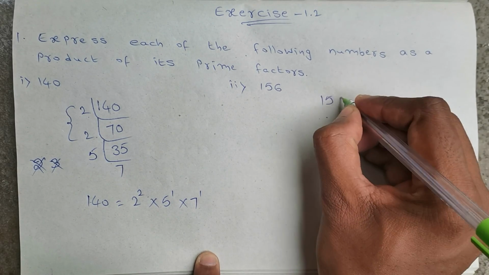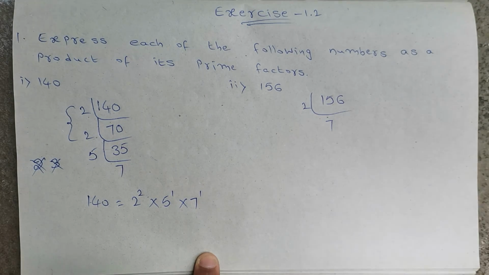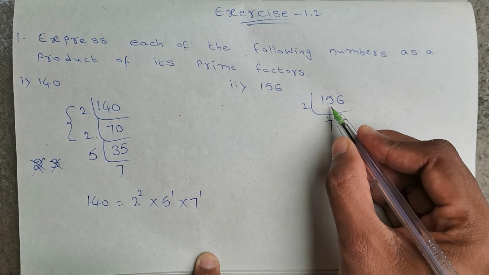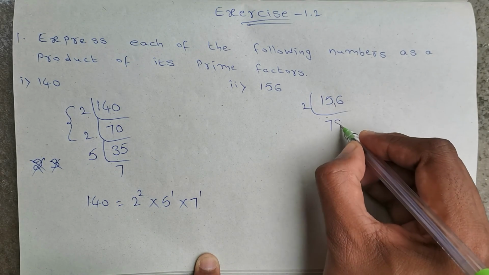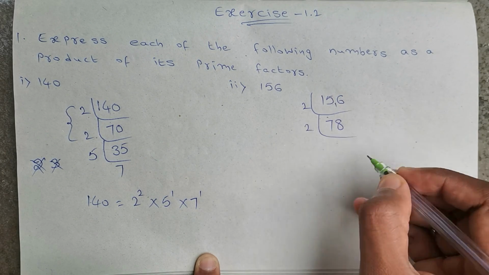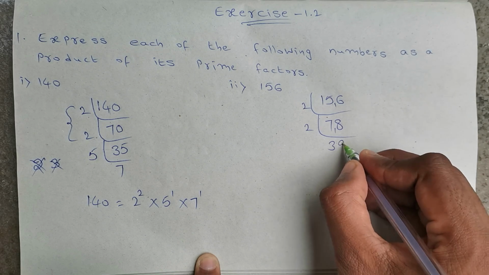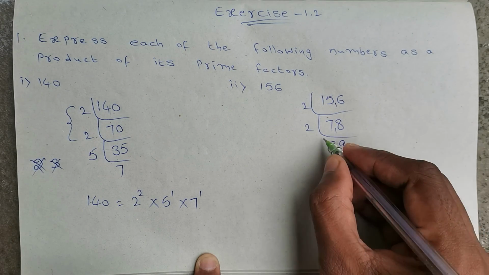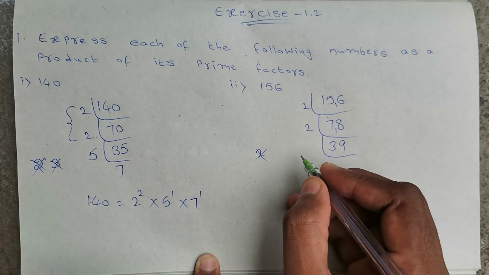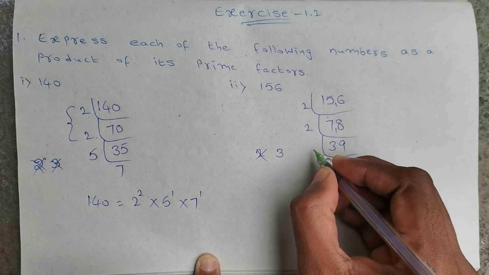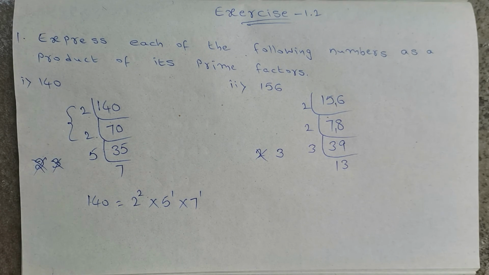So for 156, I will start from the number 2. 2 sevens are 14. From 15, 14 completed means 1 will remain, so this will become 16. 2 eights are 16. 2 threes are 6. 1 will remain, so 18. 2 nines are 18. Now 39 won't come in the 2 table. Then the next prime number is 3. So 3 13s are 39.